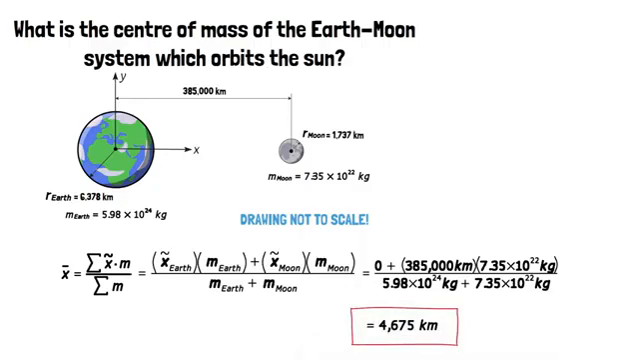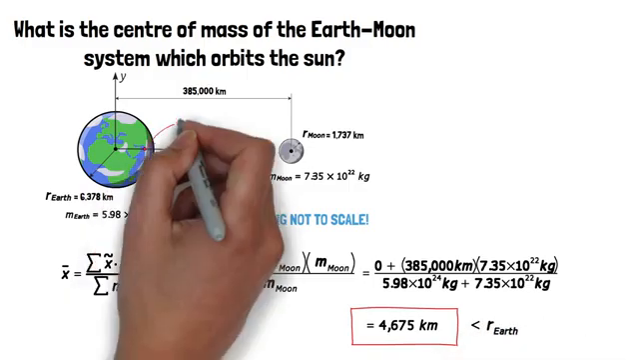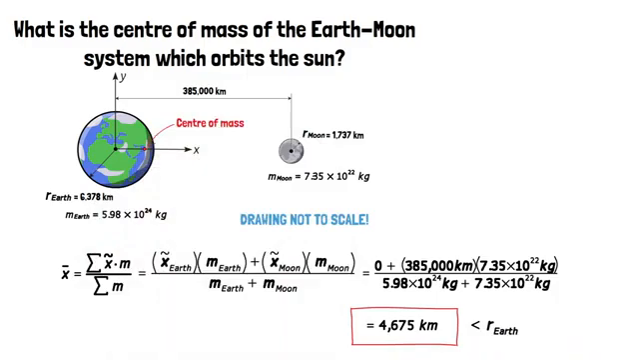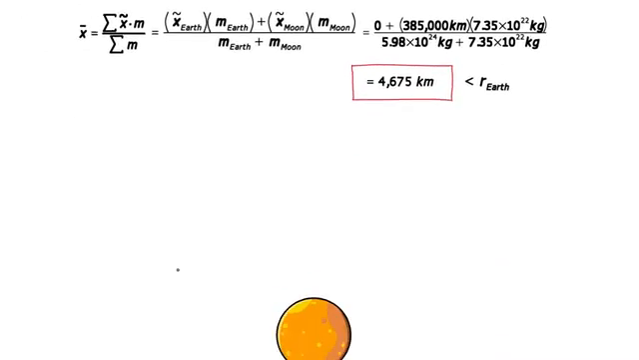Looking back at our problem, we can clearly see this value is less than the radius of the Earth. So the center of mass of the Earth-Moon system is located within the Earth, but closer to the Earth's surface than the center of the Earth. What does this practically mean?